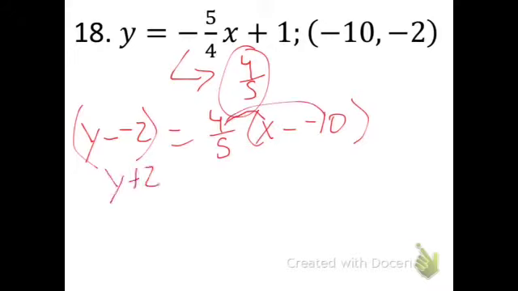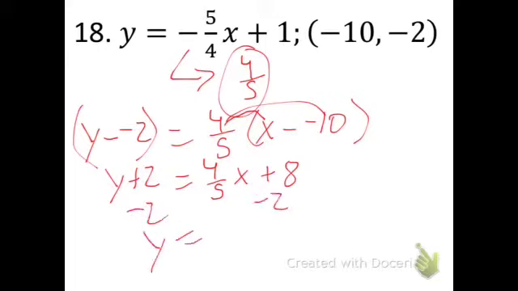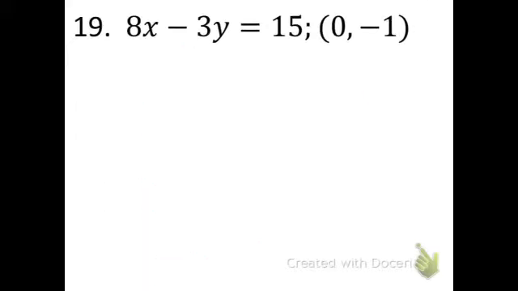Y plus 2 equals 4/5 x plus 8. 4 times 10 is 40, divided by 5 gives you 8. And now I just need to subtract 2 from both sides. I have y equals 4/5 x plus 6. There's 18. Moving on to 19, I need to get y by itself so I can know my original slope.